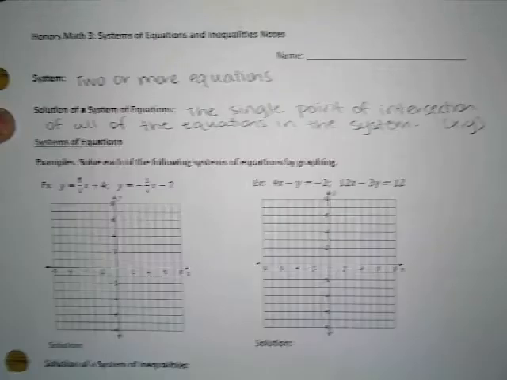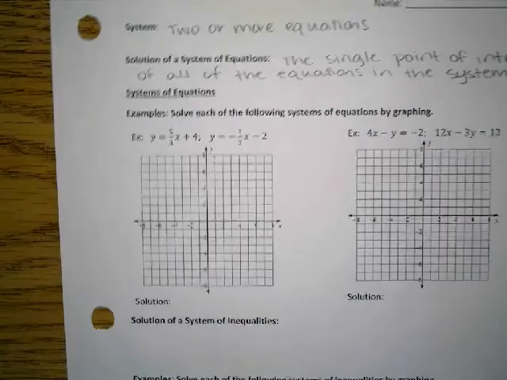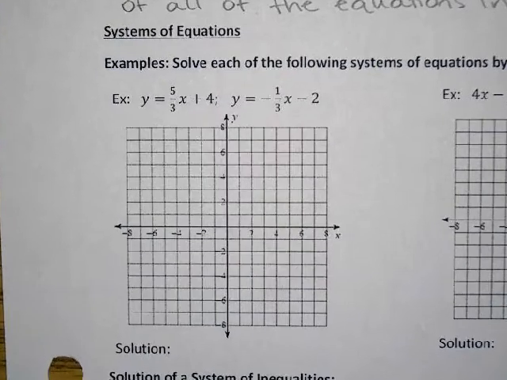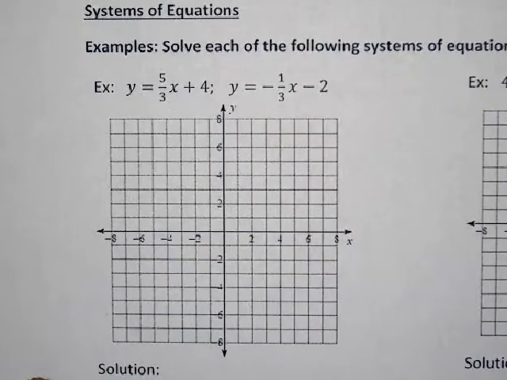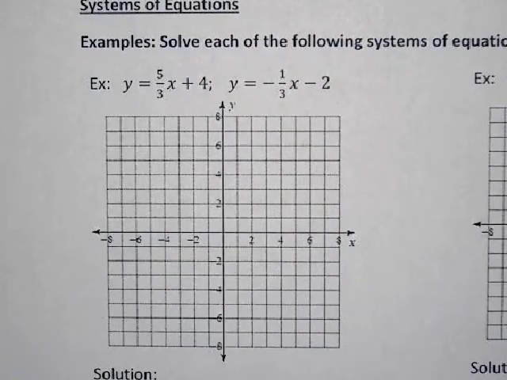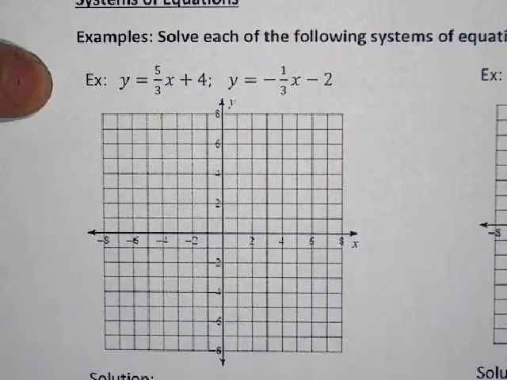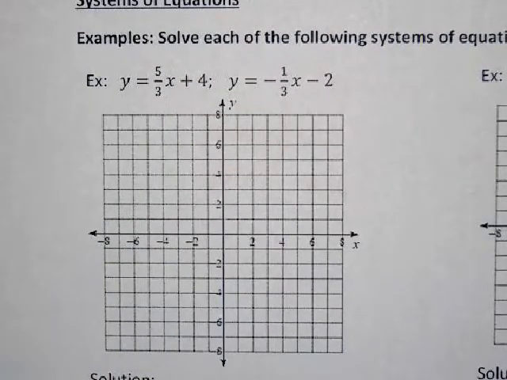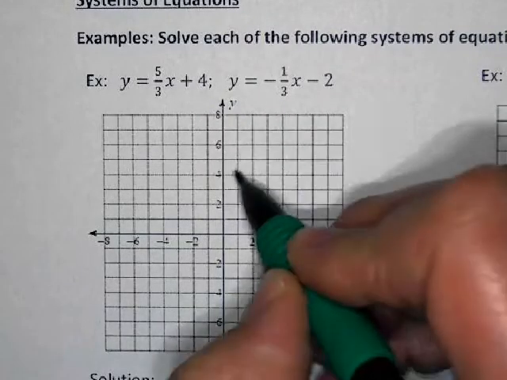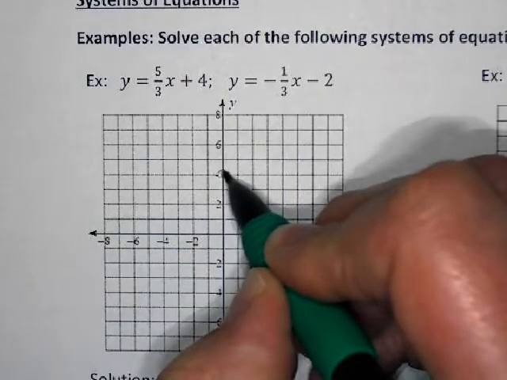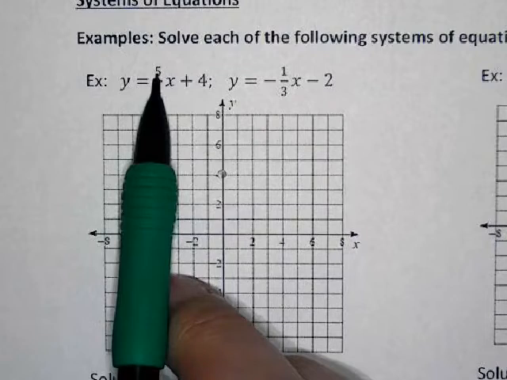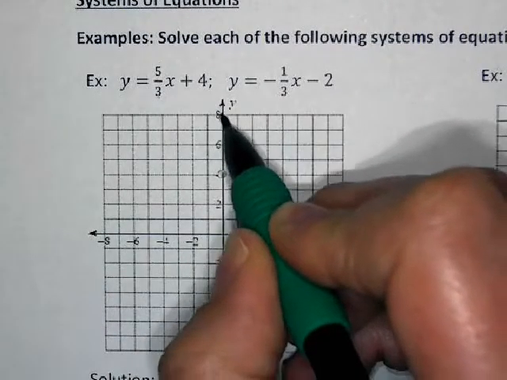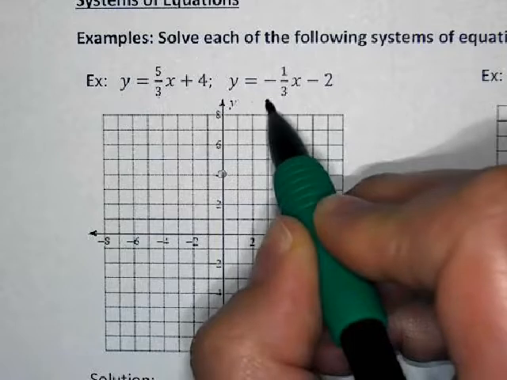So I've got 2 example problems for us to do for this video, and that will be it. In the first example, we have 2 equations that are written in slope-intercept form. First we have y equals 5/3 x plus 4. We're going to start off with our y-intercept of 4, and then the slope is telling us to go up 5, right 3. So I'm going to go up 1, 2, 3, 4, 5 to the right, 1, 2, 3.